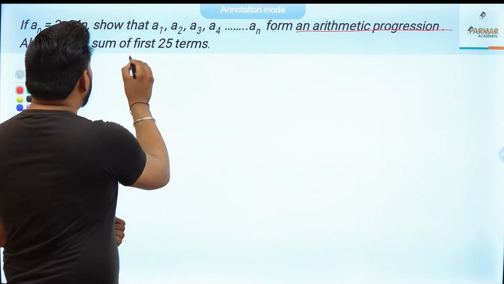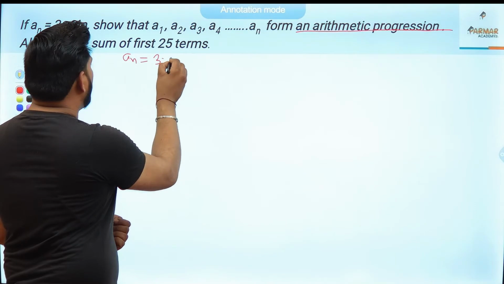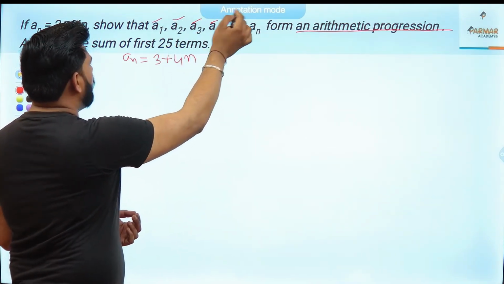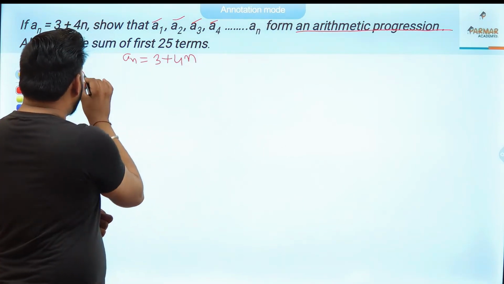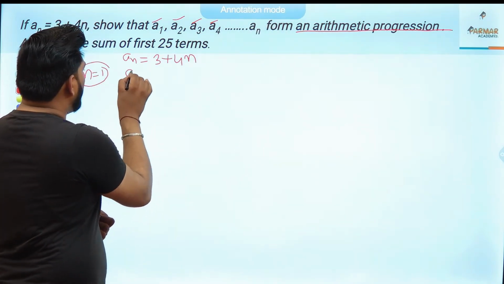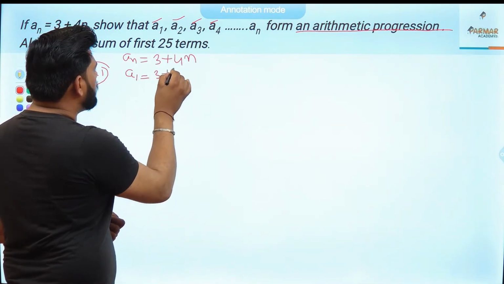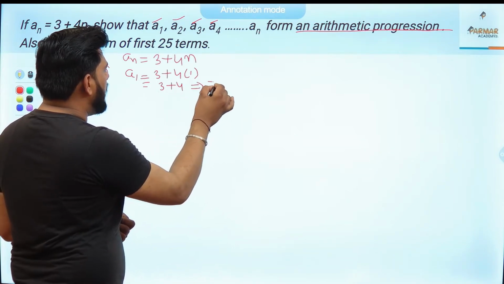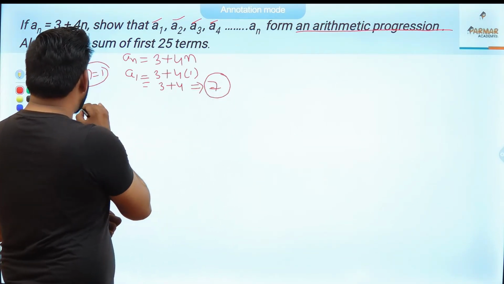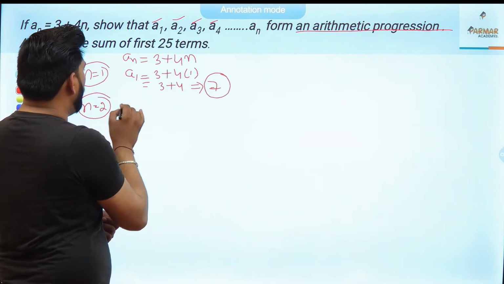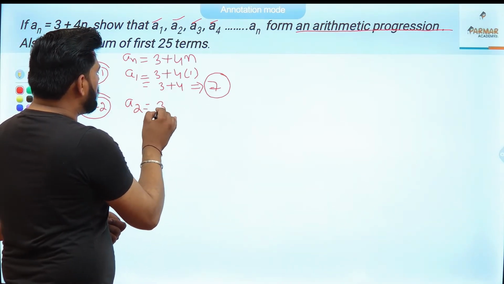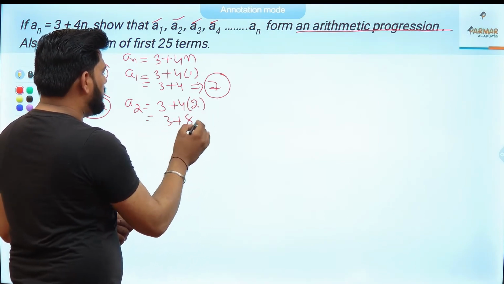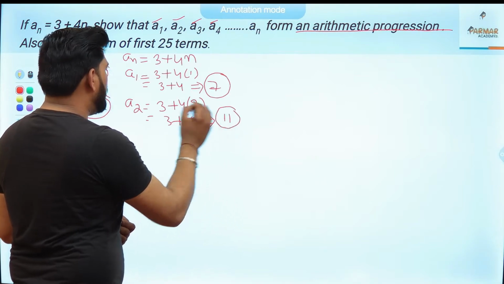From that general form, we have to find the separate values. So first of all, an is equal to 3 plus 4n. Here, we have to find a1, a2, a3, a4 and so on. Simply replace n by 1 here. We will get a1 is equal to 3 plus 4 into 1, that is 3 plus 4, that is equal to 7. So a1 is 7. Similarly, replacing n by 2, we will get a2, that is equal to 3 plus 4 into 2, that is 3 plus 8, that is equal to 11.